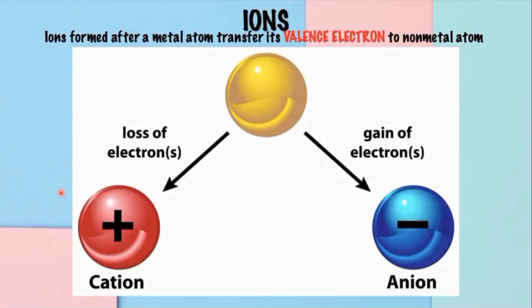We have 2 types of ions, the positively charged ions, which is the cation, and the negatively charged ions, which is the anion. When a metal element loses electrons, it becomes positively charged. While the non-metal element gains electrons, it becomes negatively charged.